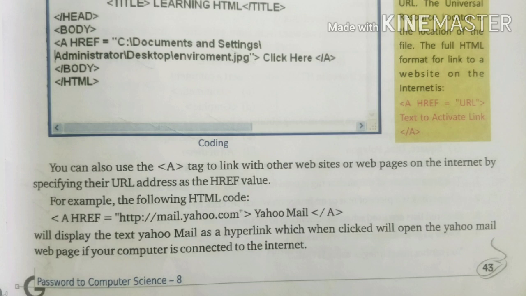You can also use the A tag to link with other websites or web pages on the internet by specifying their URL address as the href value. For example, the following HTML code, suppose you want to take your user to another website, so you have to just mention the URL of that particular website. Here one example is given. This example will display the text Yahoo Mail as the hyperlink, which when clicked will open the Yahoo Mail web page if your computer is connected to the internet. So if your computer is connected to the internet, when you write this code, your file will direct it to the Yahoo Mail.